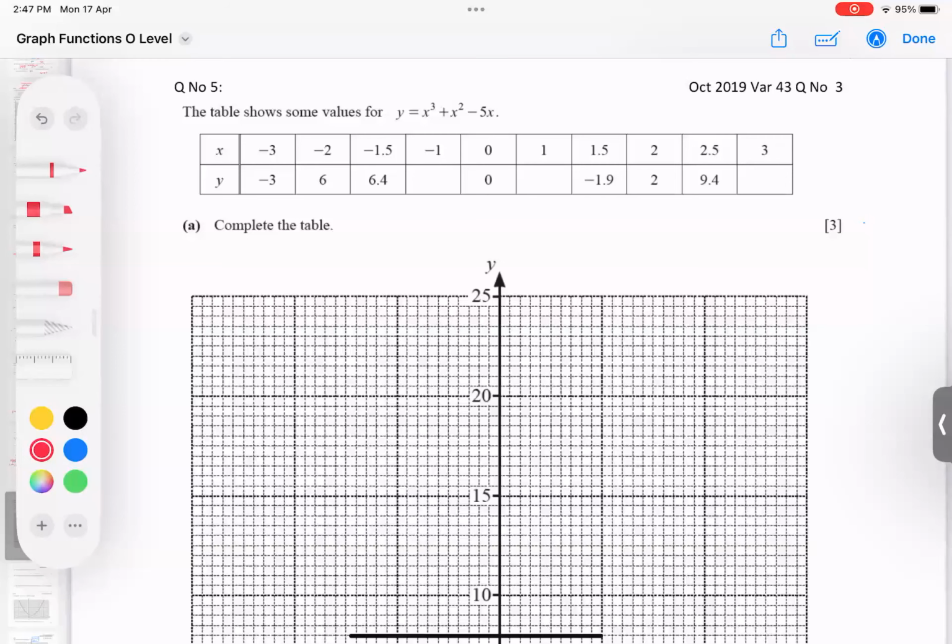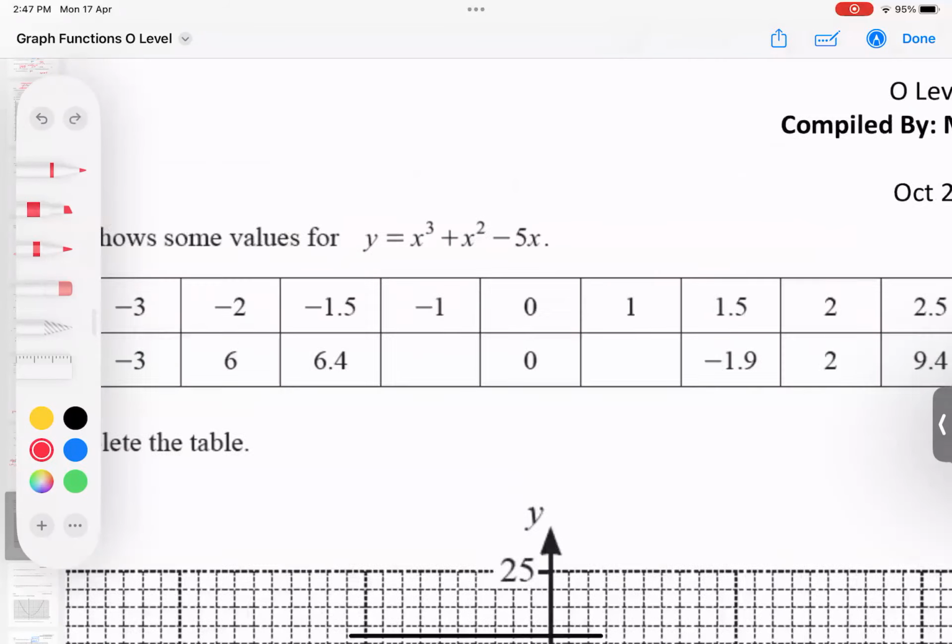This is students October 1943 variant question number 3 we have here. And first of all, their unknown values are there, 3 box empty, 3 marks. So what is a simple method? You will replace this -1 in all values.